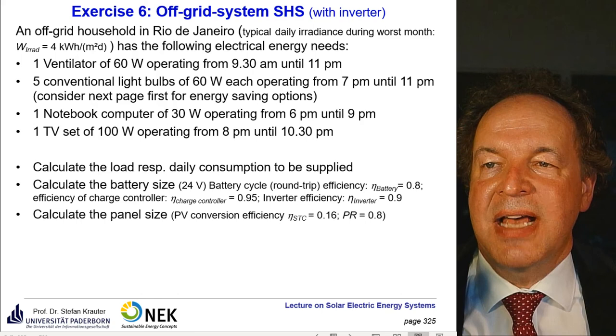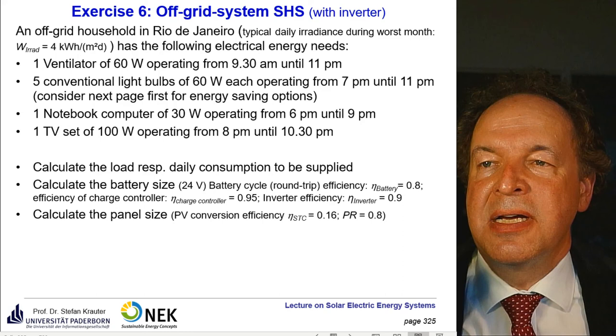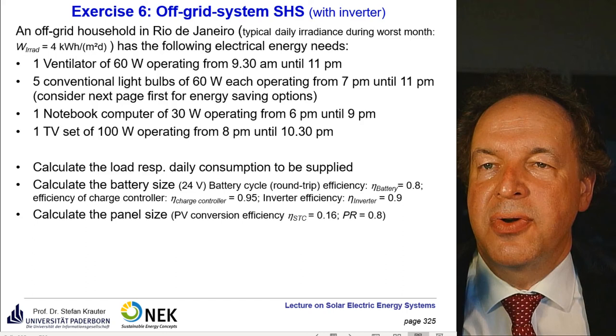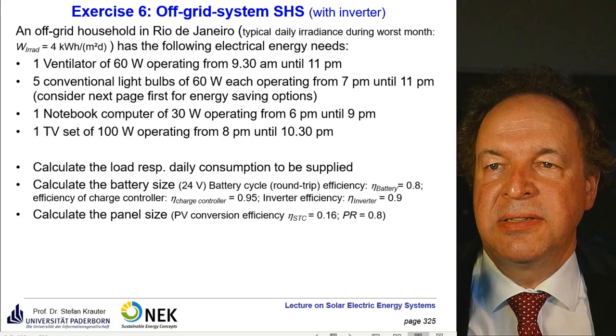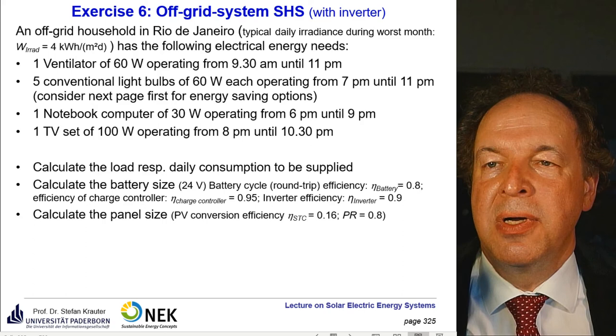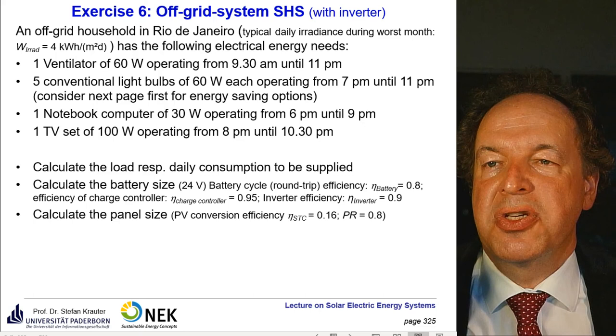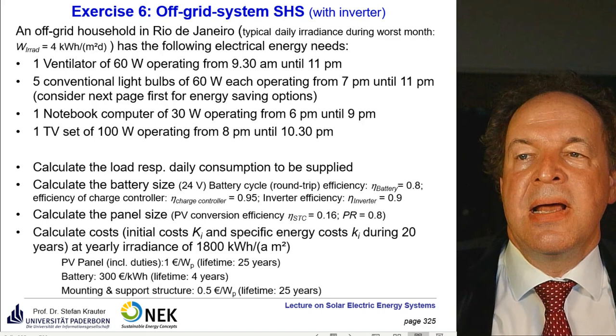As you remember, you first have to calculate the amount of PV energy to be generated. And with the local irradiance at the typical day of the worst month, you can calculate the panel size or the nominal power. Here we take an efficiency of 16%, which is quite normal today, not even very good, and a performance ratio of 0.8. While it's Rio de Janeiro, temperatures are very high, so the performance ratio is a bit lower than in Germany. Then we calculate the costs.